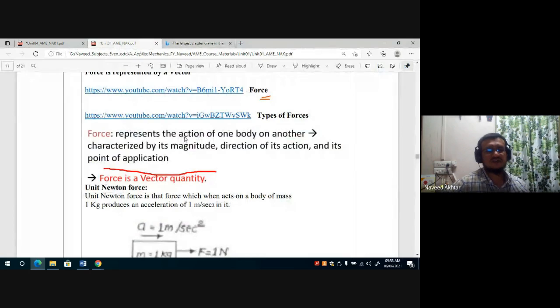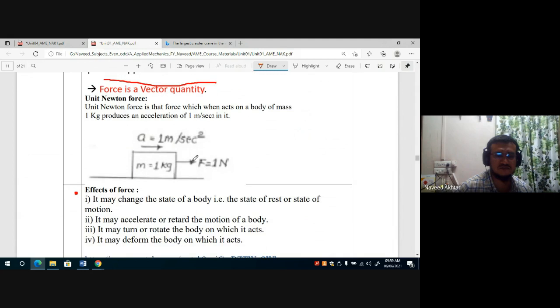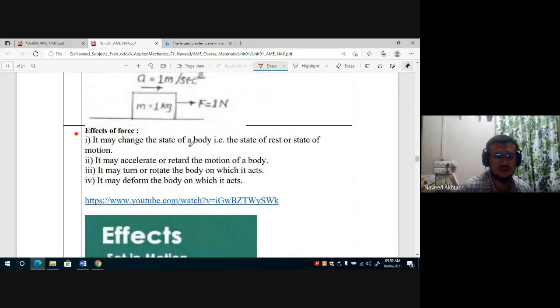Okay, this is nothing but force. You have seen the unit of force is 1 Newton, and the force is nothing but mass into acceleration. Yes, Newton's second law.